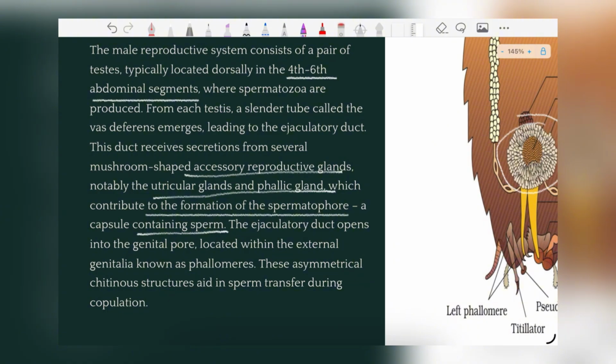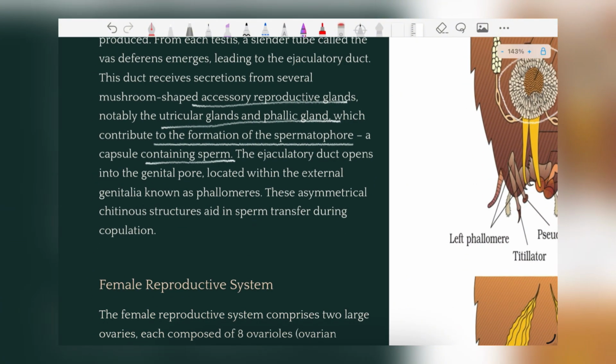The ejaculatory duct opens into the genital pore, located within the external genitalia known as phallomeres. These asymmetrical chitinous structures aid in sperm transfer during copulation. The phallomeres.